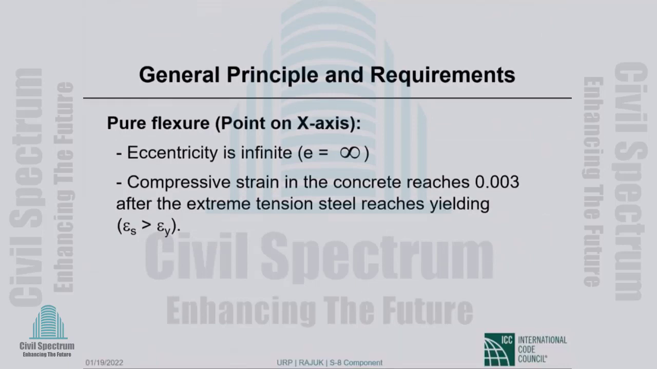Pure flexure, on the x-axis, the eccentricity is now infinity. If there is no axial load, then M over P, the eccentricity, is obviously infinity. Compressive strain in the concrete reaches 0.003 after the extreme tension steel reaches yielding. After, because we have under-reinforced beams, remember. So compressive strain in the concrete reaches 0.003 after the extreme tension steel reaches yielding.